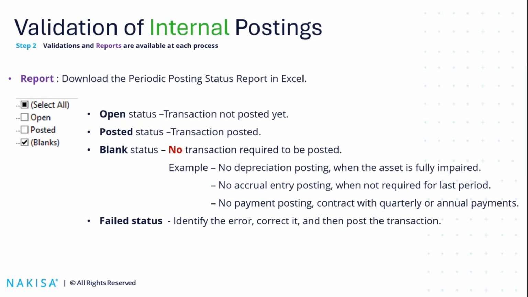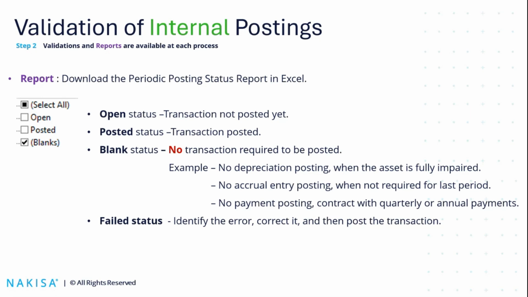So when you download the Excel file and you are able to filter it, you will see the options open, posted, or blank. So open star means it has not been posted. So the user must go back and repost for the current period, because we are just talking about the current period.